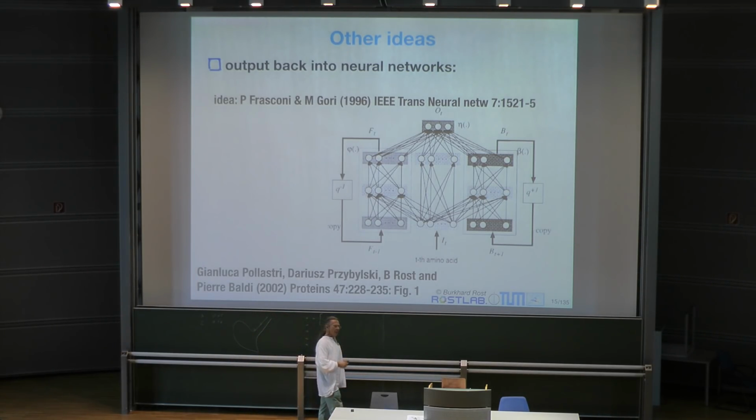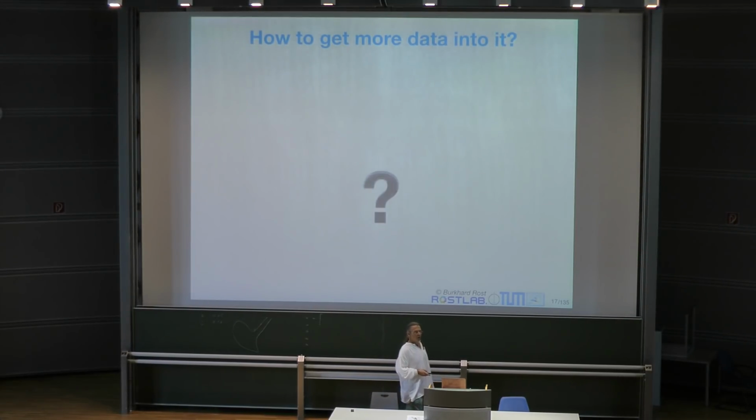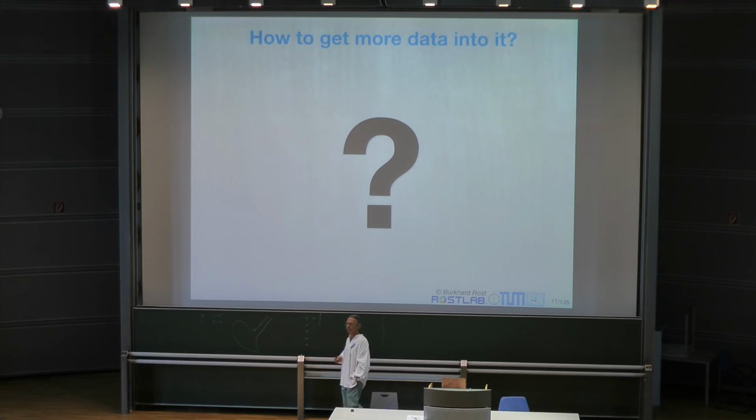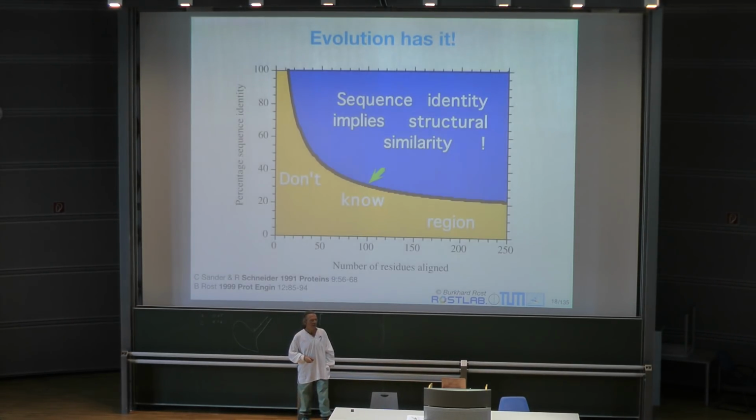But there is still something you can do before. How can you put more information into one window of 13? And the answer that was given here is, why not use a profile? Let's get back to this graph that I showed you before. It shows the number of residues aligned versus percentage sequence identity. Up here, every pair of proteins has a similar structure. 100 residues aligned, 33 are identical. These two proteins have the same structure.